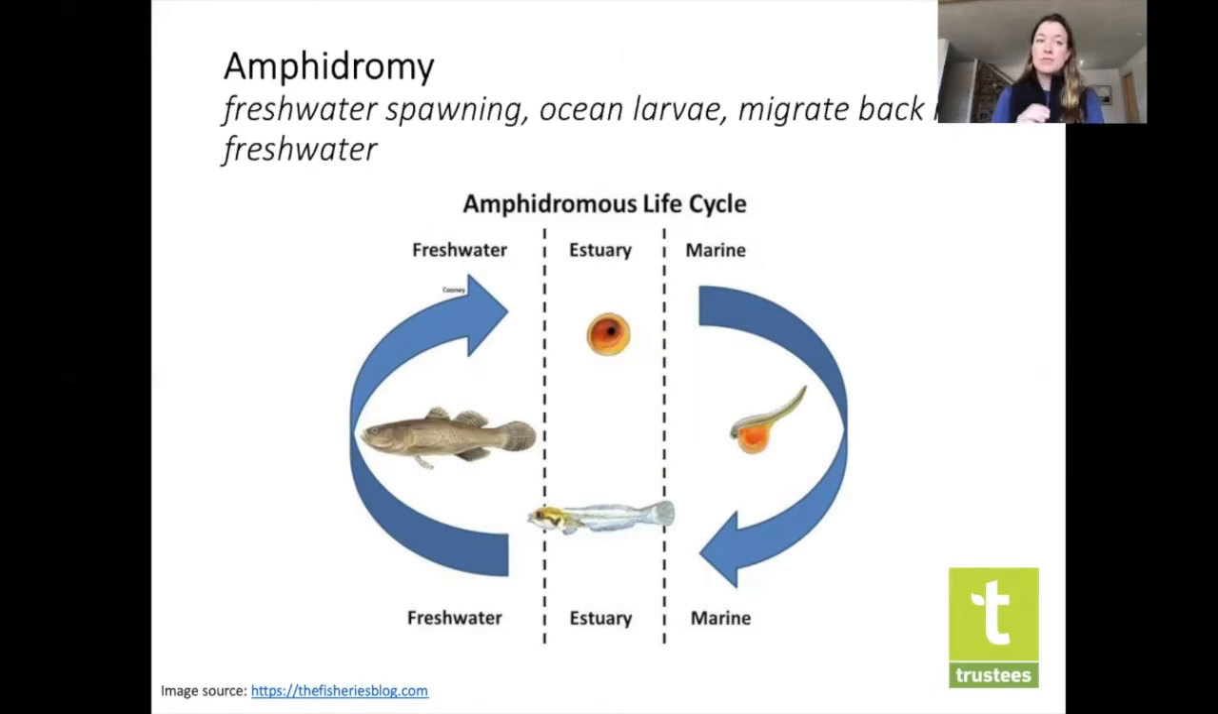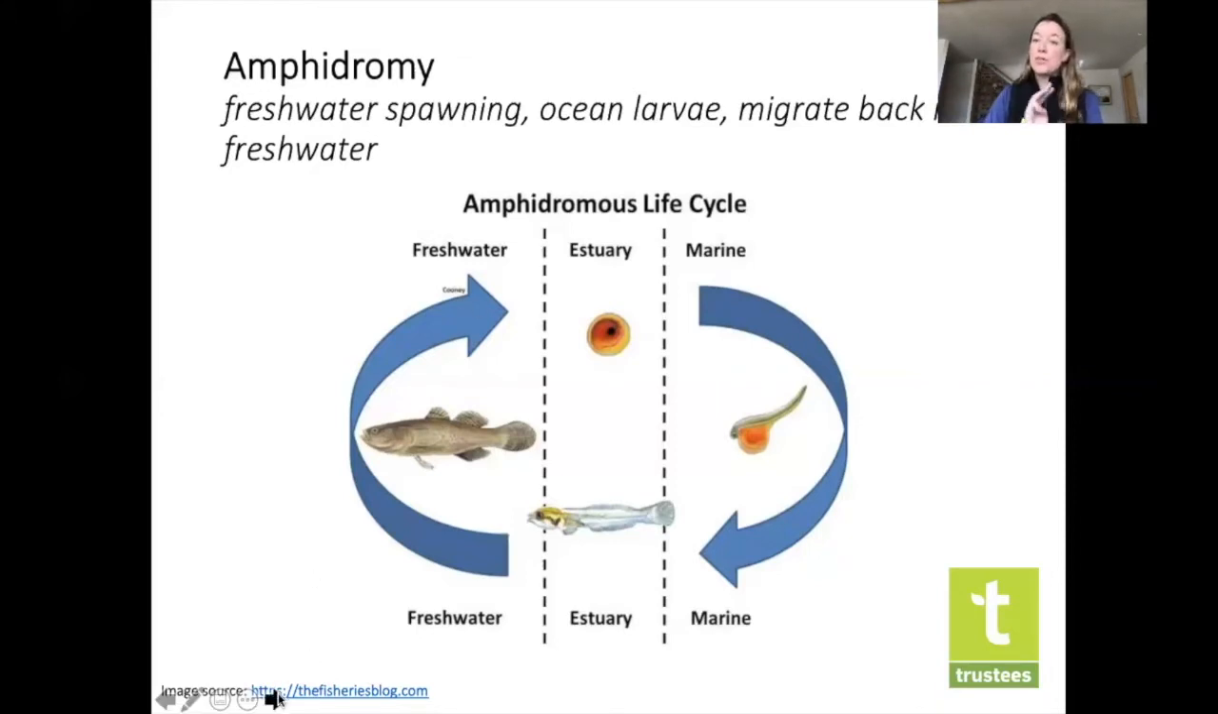But this type of migration occurs with freshwater spawning, so freshwater reproduction, then the ocean larvae stage. So the larvae, what I'm circling here, will spend their time in seawater or the marine environment. And then as this larvae grows to a juvenile stage and gets older, it heads back to estuary into freshwater. And then most of its life, or all of its life from there, is spent in freshwater. So it really just has a small stint, this one part of its life cycle, in the marine environment.